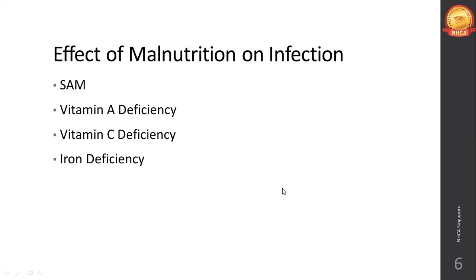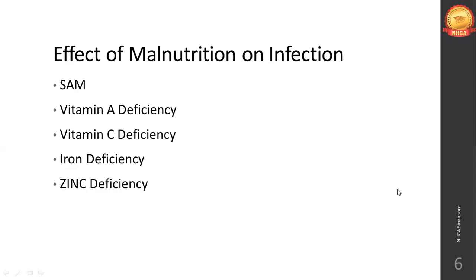Iron deficiency: if you have iron deficiency, impaired lymphocyte and impaired neutrophil function is there. Also, if you are getting a tetanus toxoid injection, TT injection, people with iron deficiency have a very bad response. Taking tetanus toxoid will not help those who have iron deficiency. So iron deficiency also has to be corrected if you have to correct your immunity.